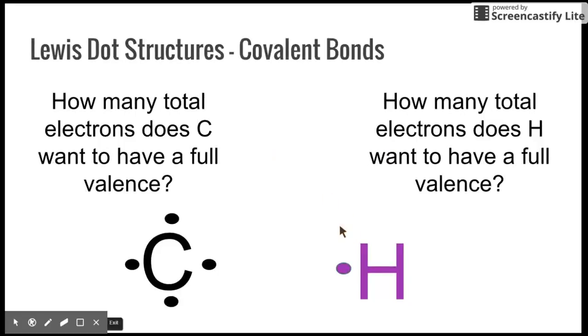So let's give an example here. Here's carbon with 4 valence electrons and hydrogen with 1 valence electron. Try to remember how many each of them want. Well, carbon wants 8 total, so it needs 4 more. Hydrogen's kind of tricky. You need to remember that hydrogen only wants 2. Hydrogen and helium are from the first period. They only want 2 electrons to fill their valence.